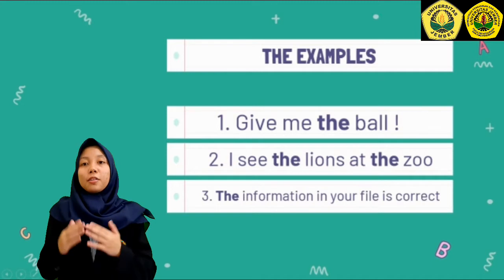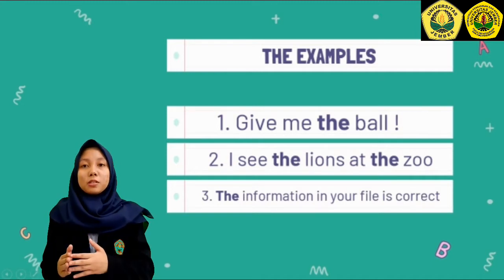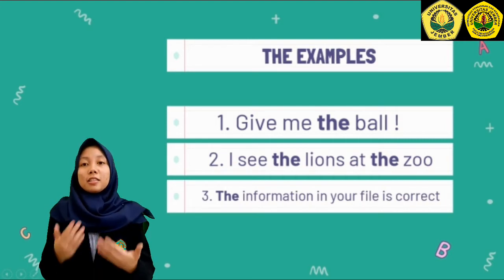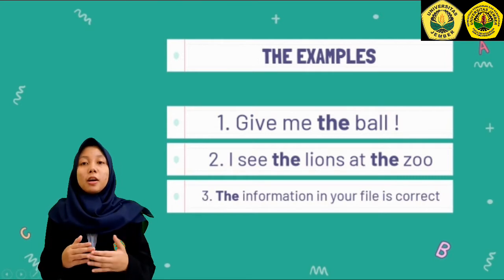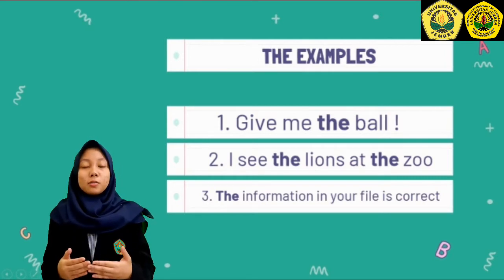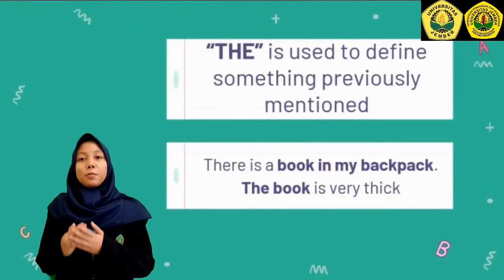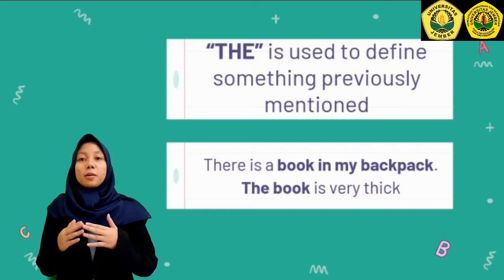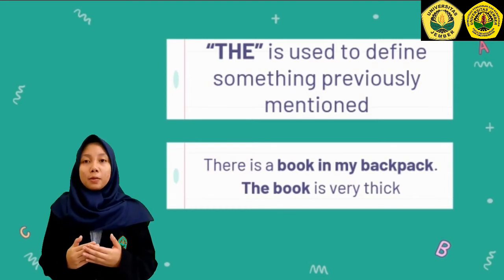So in here, the phrase "the information" refers to specific information, that is the information in your file. The sentence is also an example of the use of the article "the" before uncountable nouns, that is information. As I mentioned before, the article "the" can be used to define something previously mentioned or previously explained. Now let's take a look at the example.